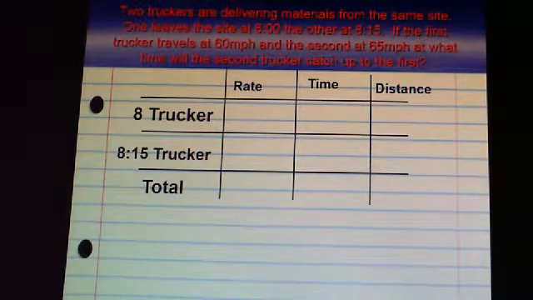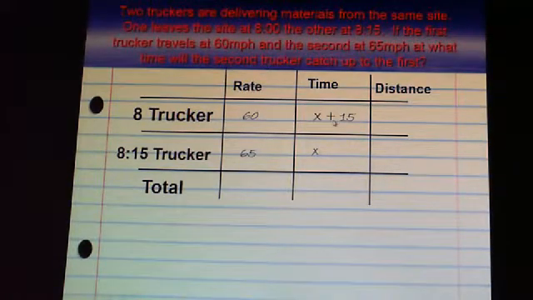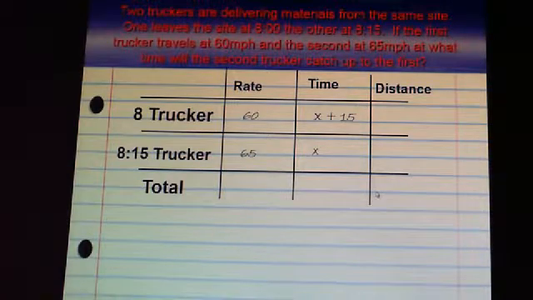So the 8 o'clock trucker travels at 60 miles per hour. The 8:15 trucker travels at 65. The time for the 8 o'clock trucker, I was right, is x plus 15, which means my 8:15 trucker is the x. That makes it all positive. We want to know when they're going to catch up to each other, so when they're going to be 0 miles apart, and multiply across.